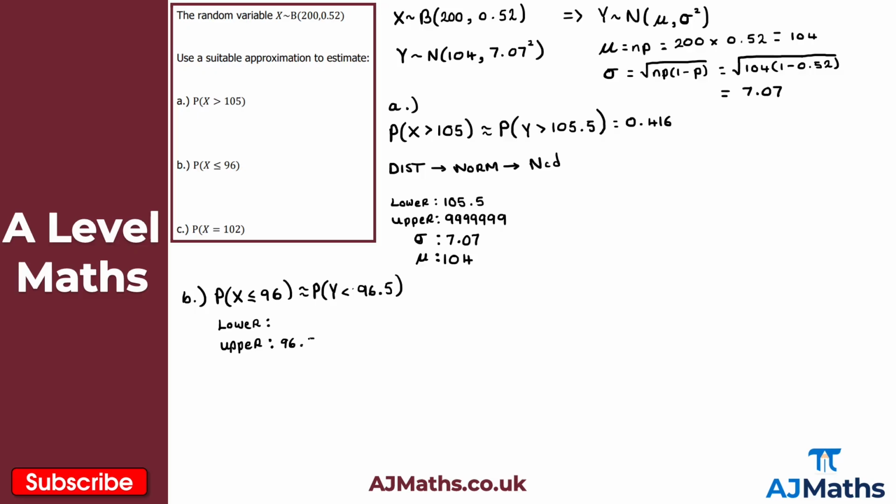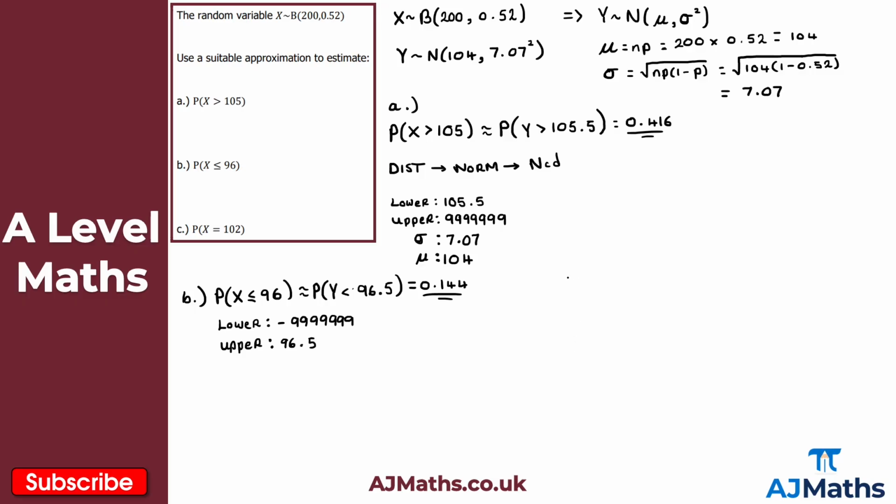For the lower, we now pick an arbitrarily small value. So here I just put minus 99999, like so. That's fine. Obviously, sigma and mu will be exactly the same as they were in part A, so if you're using your calculator again, you won't need to change those. So let me quickly do that on my calculator here. Minus 99999 and 96.5. And what I get then, to 3 significant figures, is 0.1. Okay, so that's our solution to part B. That was the solution to part A.